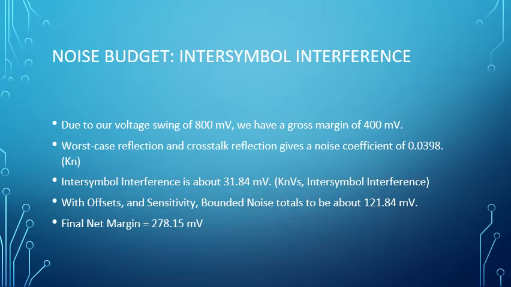Taking into consideration all the values we've calculated up to this point, we calculated that our bounded noise to be approximately 121.84 millivolts. Subtracting this from the gross margin of 400 millivolts, we have a final net margin of 278.15 millivolts. With this value being so large in comparison to the bounded noise, we can expect our signal to be more clean than fuzzy, for lack of a better way to put it.